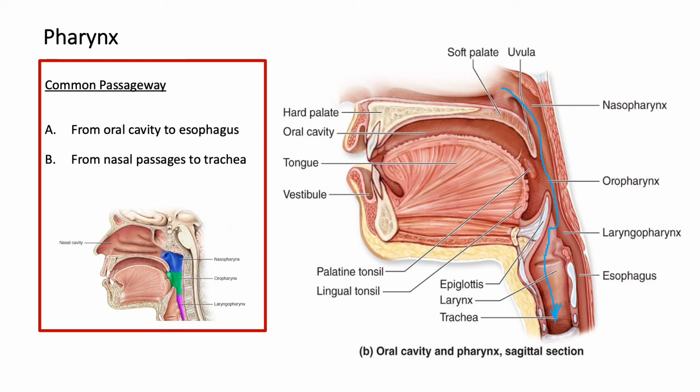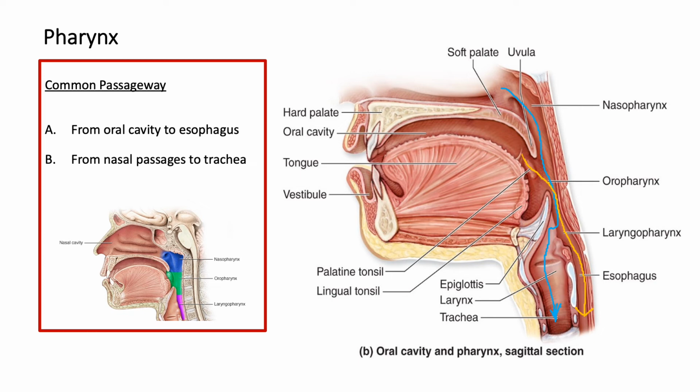Now, however, only the lower 2 sections of the pharynx are involved with the passage of food as it moves into the esophagus. So the lower 2 are the common passageway for food, while all 3 serve as the common passageway for air. Now, the other quality of the pharynx is it has these stretchable, distensible walls to accommodate ingested materials.